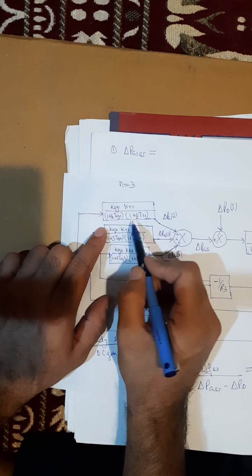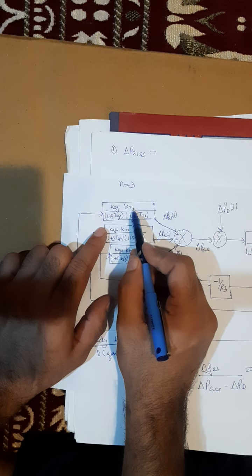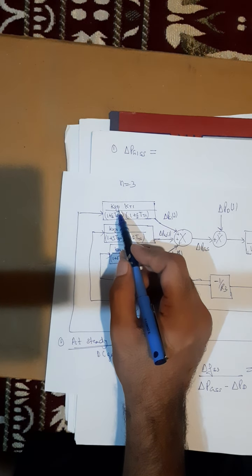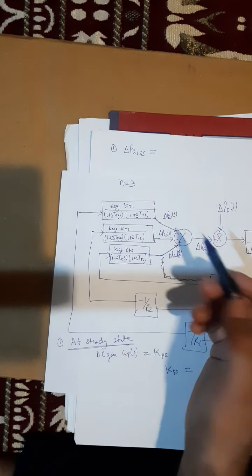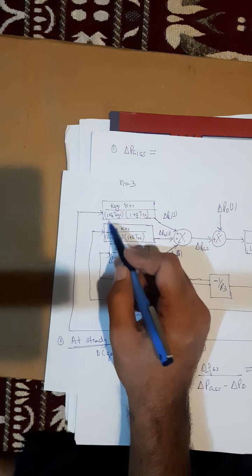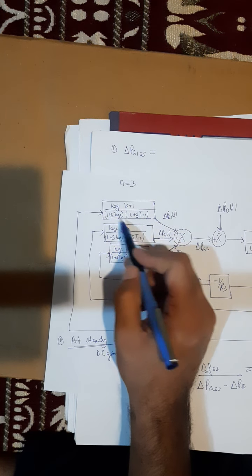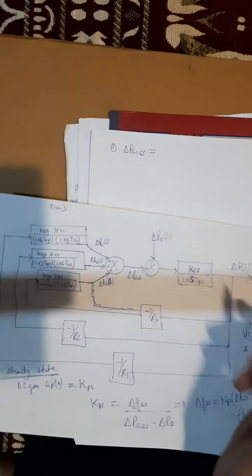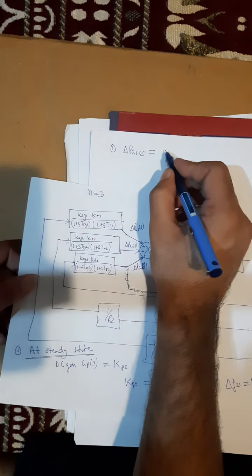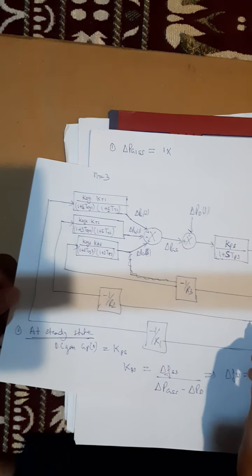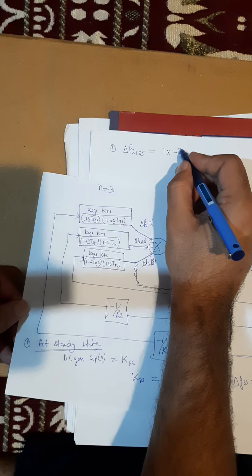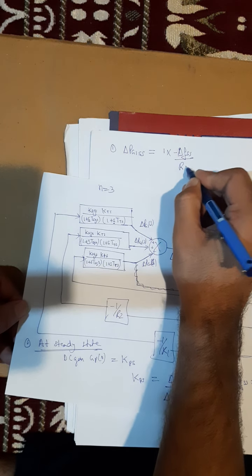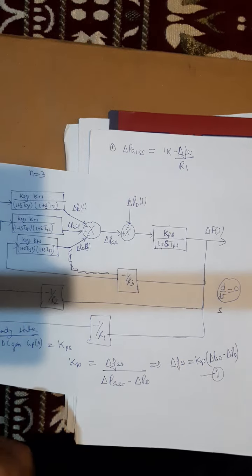So what are we left with? We are left with KSG1 into KT1. And I told you that we select the gain in such a manner that the product of KSG1 and KT1 is nearly equal to 1. So under steady state, this transfer function block will be represented by 1. So delta PG1 under steady state is equal to 1 multiplied by, what is the feedback here? Multiplied by minus delta FSS by R1, because delta FSS is the frequency deviation under steady state.